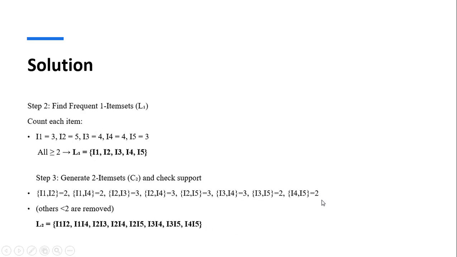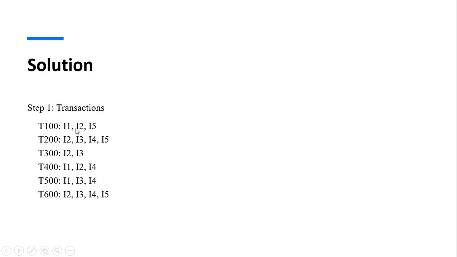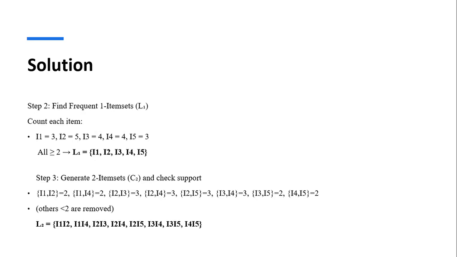Let us check one more, I2 and I4. I2, I4 is present in the second transaction, and I2 and I4 is present over here also, and I2 and I4 over here also it is present under one transaction. So it is present how many times? 3 times. So you can write the count in which both the items are present.